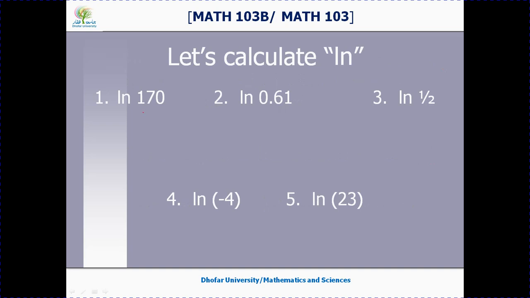Let me just tell you, this is ln, and then 170. Ln 170 by using the calculator. This will be ln 170. It is 5.135. So it equals 5.135. And you can do this for all these problems. Take care about ln minus 4 and tell me, and then after that think why do you have this answer from your calculator, ln minus 4.